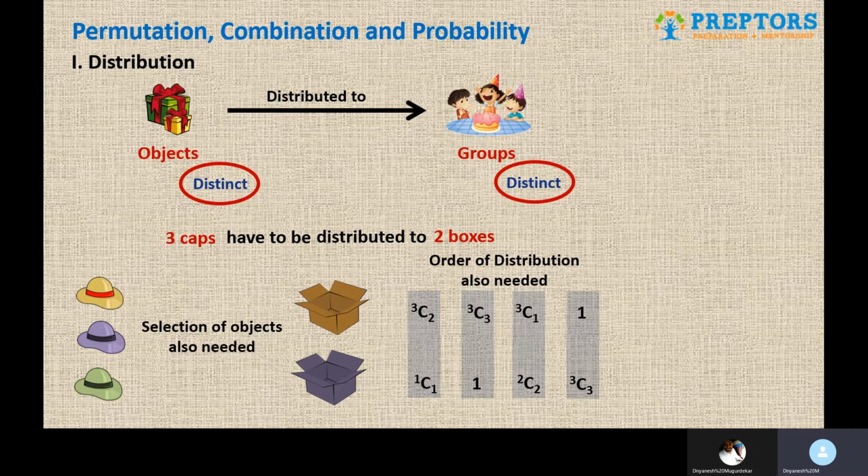Both are distinct. You'll have to be very, very careful based on what kind of language the examiner is talking about, and then accordingly use all these ideas to explore the question. This is the first part.